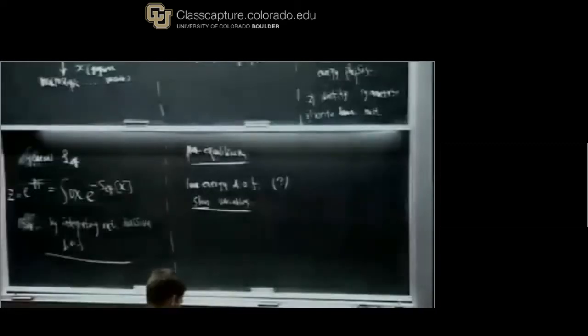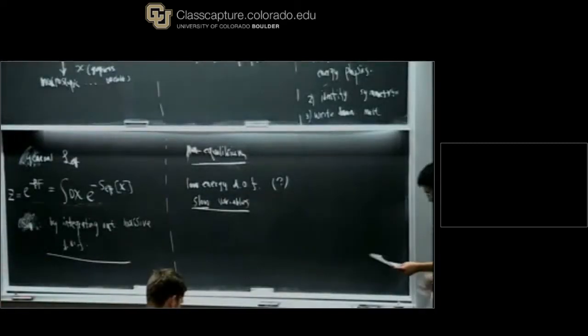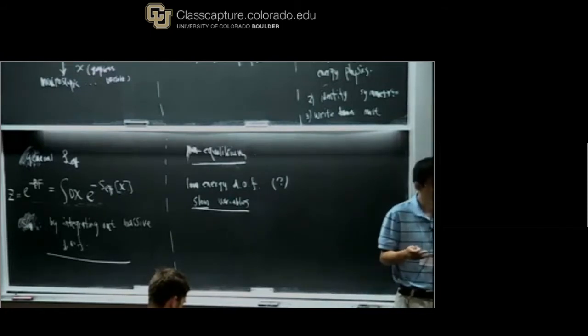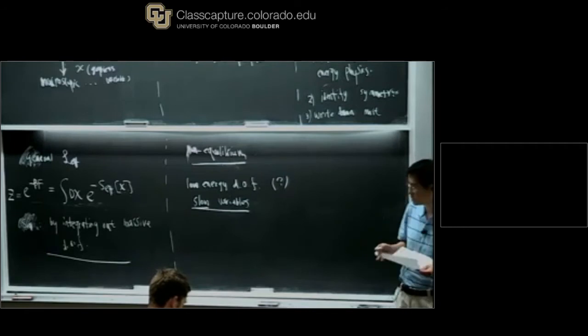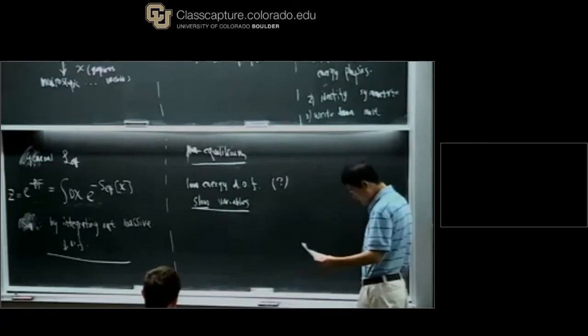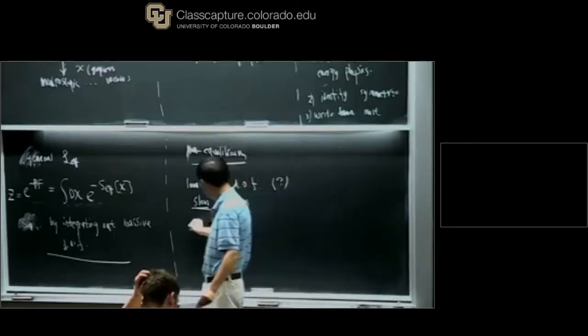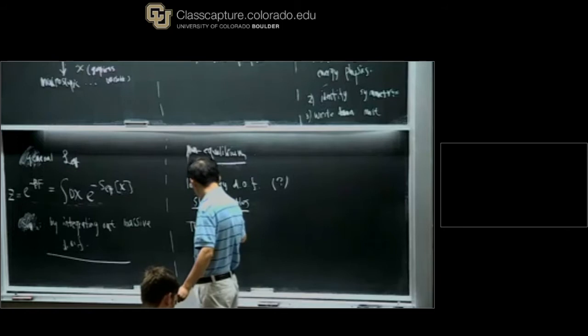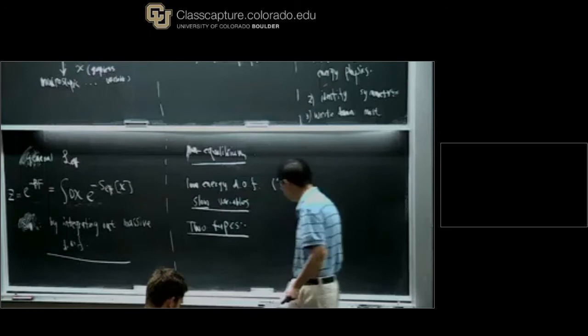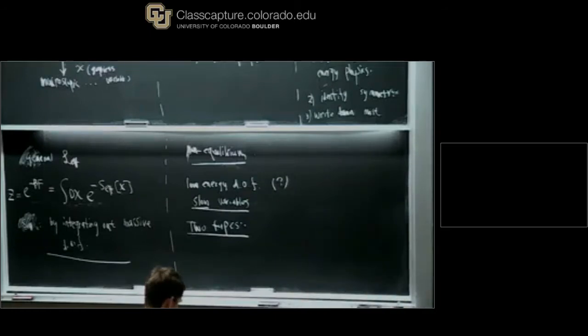Good. So now let me just mention a little bit about what the typical slow degrees of freedom are. It turns out that even without going into any specific details, without looking at any specific system, you can already say a lot about the slow variables in a general non-equilibrium process. In general, there are two types of slow variables. One type is associated with conserved quantities.